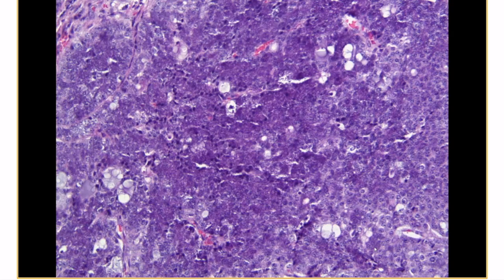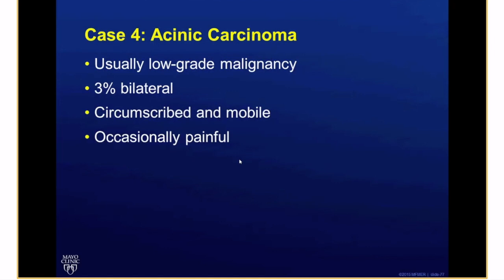So this tumor was very blue with lots of vacuoles, and you already imagine what tumor this is. So this is acinic cell carcinoma. Acinic cell carcinoma is usually low grade. It can be bilateral and is usually circumscribed and mobile, but it can occasionally be painful.